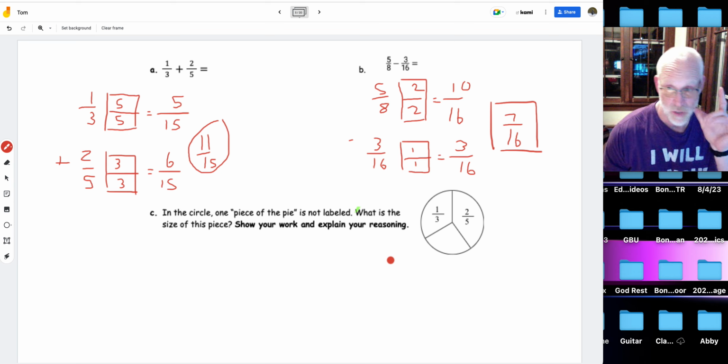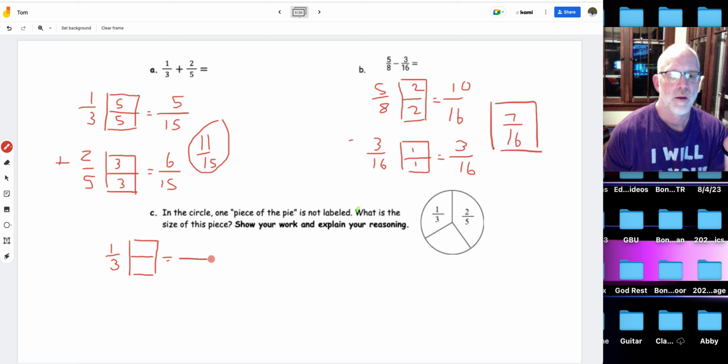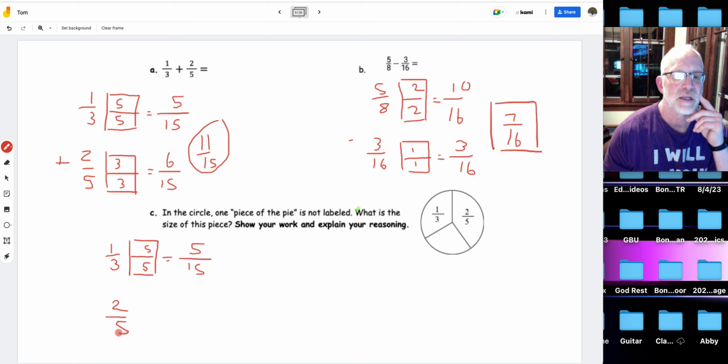So your work. So what I did, I just said, well, what do 3 and 5 both go into? So, same as this. They both go into 15, right? So I changed this one to 15. And I went 5 over 5. So that's 5/15, which is the same as 1/3. And then for 2/5, I said something over something is going to give us 15. And I said 3 over 3.